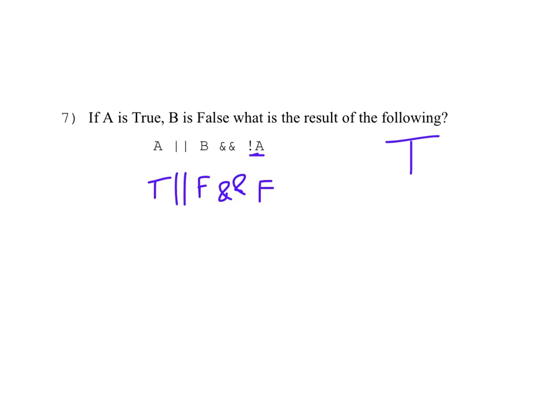So what happens next is the and. As I said, and gets done first, so it's going to be false and false, which is of course false. And then it's going to be true or false, which is true. Interesting, right? So just make sure you realize that the and comes first. And gets done before or.